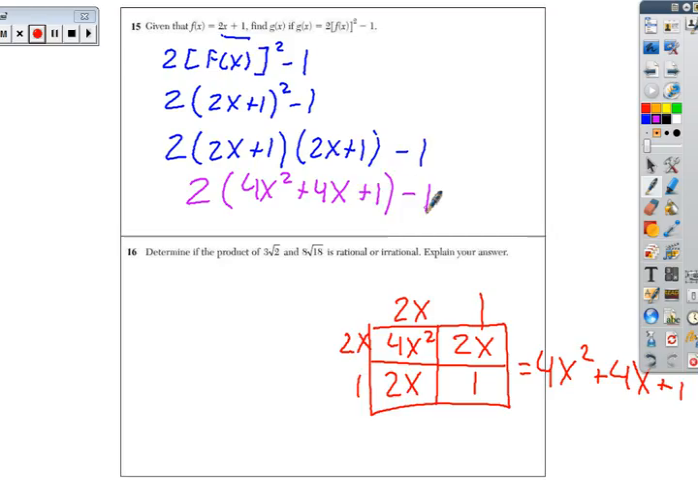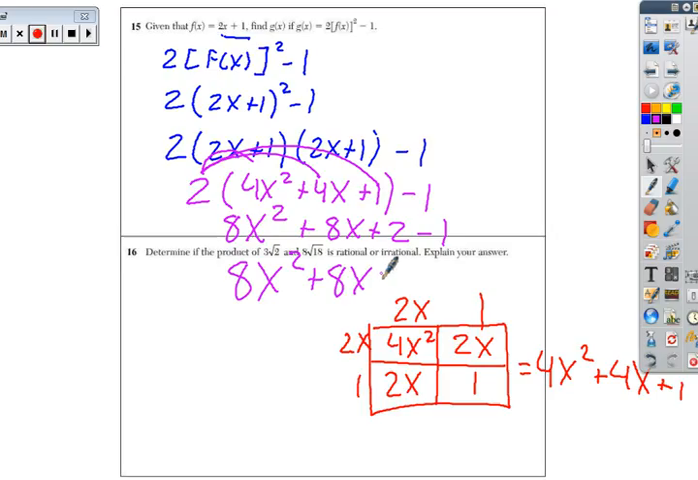So now at this point, we got to go ahead and do some distribution. That means this 2 is going to be distributed into every term in here. So let me go ahead and do that. 2 times 4x squared is going to be 8x squared. Plus 2 times 4x is going to be 8x. Plus 2 times 1 is going to be 2. And I still got the minus 1. So for your final answer, I don't have any other x squareds, I don't have any other x's, but I do have 2 minus 1, which you guys should know is 1. So my final answer is going to be this, because 2 minus 1 is 1. So that's your final answer.